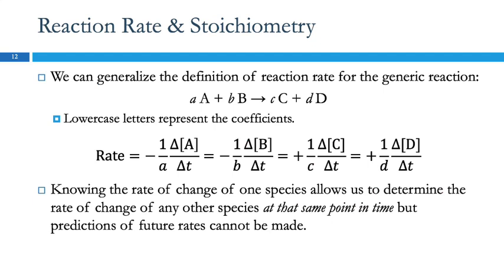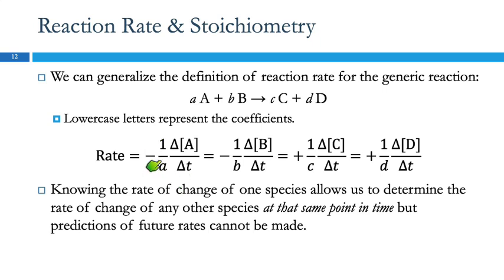So we can generalize our definition of reaction rates. If we have this generic reaction, the lowercase letters represent the coefficients. Those would be numbers like 2 or 3 or something. The capital letters represent the formulas for the elements or compounds. So a moles of A plus b moles of B forms c moles of C and d moles of D. Well, we can define the rate in terms of the disappearance of A. It is the change in concentration of A divided by the change in time over which that occurs.